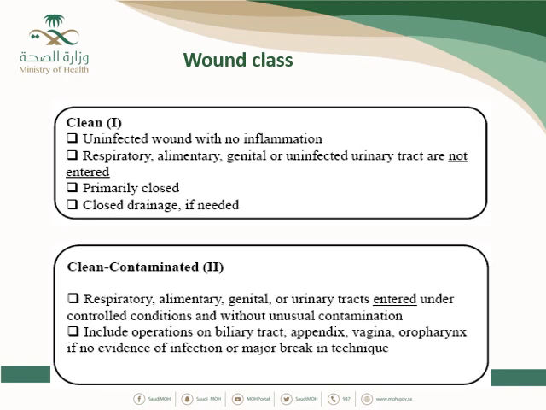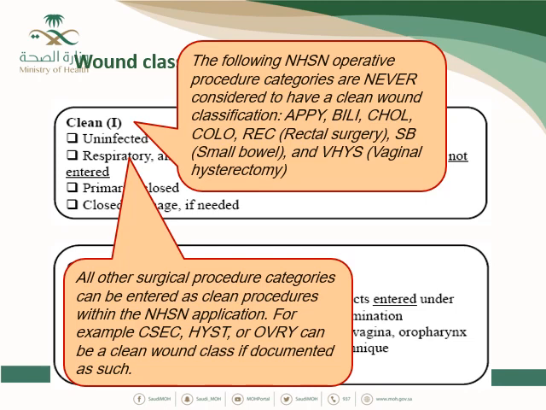But clean contaminated means that one of these organs, respiratory, alimentary, genital, or urinary tract, is entered, but without unusual contamination. In this group you have most of the surgeries, like biliary tract surgery, appendix, vagina, oropharynx, if there is no evidence of infection or major break in technique of the surgery. And as we said, the first type includes clean surgeries like C-section, hysterectomy, ovarian section, if no signs of infection are there. For certain types of surgeries like appendix, biliary, most of the types actually, cholecystectomy, colon, small bowel, vaginal hysterectomy, all these are considered clean contaminated, or two, it cannot be clean.